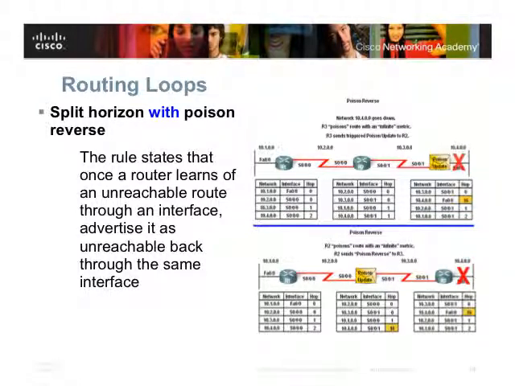Another method that can work for declaring a route as unreachable is what we call poison reverse. Poison reverse states that once a router learns an unreachable route through an interface, it advertises it as unreachable back through the same interface. So when R3 learns that this network is unreachable, it declares it right away as unreachable, and it does so by setting the hop count to 16.